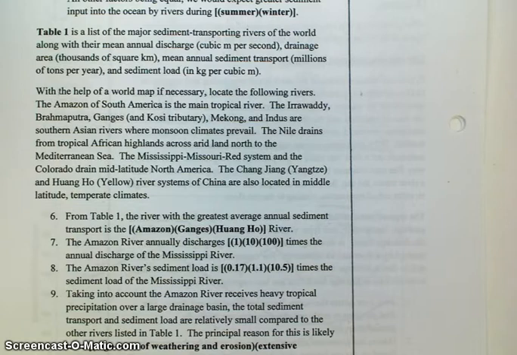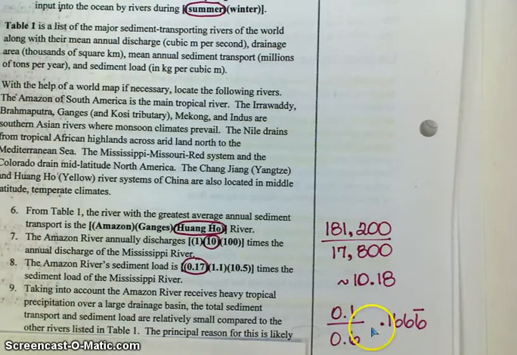So what I'm going to do is set up a fraction again, 0.1 divided by 0.6 to get my answer. Okay, so make sure that you're writing down the actual math. 0.1 divided by 0.6 gives me 0.1666 repeating, which rounds off to 0.17, which tells you that the Amazon is less muddy, basically, than the Mississippi River. Okay, it's not carrying as much sediment per cubic meter as the Mississippi River is.